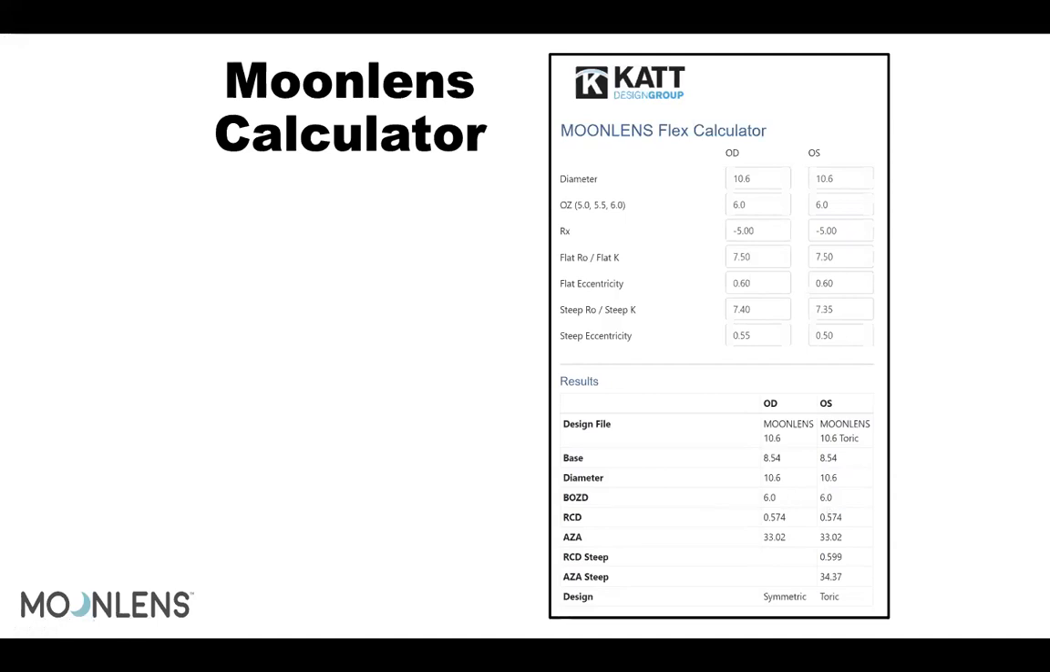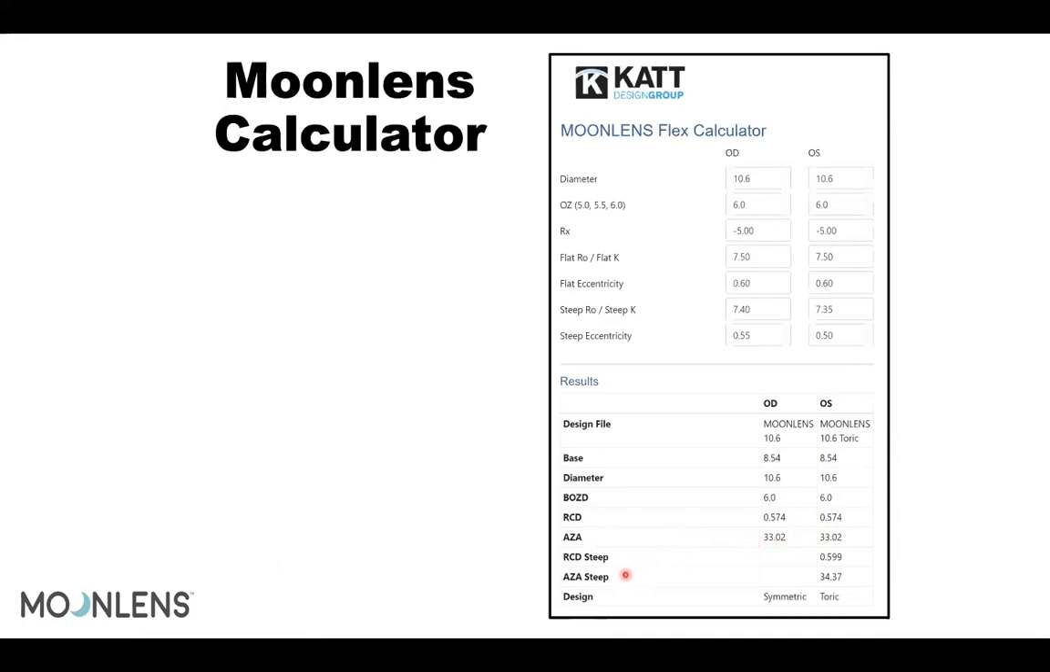So it's going to say, for instance, let me see, where's my pointer? It's going to say, for instance, okay, in the back optic zone, it's a 6.0. The reverse curve is going to be 0.574. The alignment zone is going to be 33. This is angles, and this is degrees. So this is an angle.